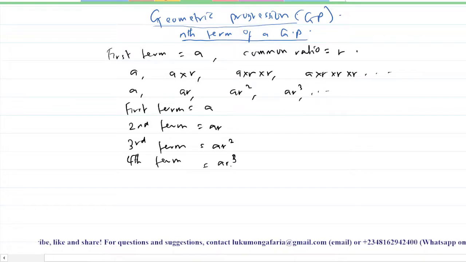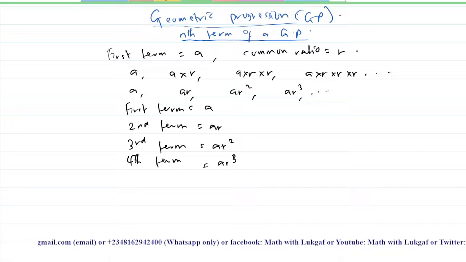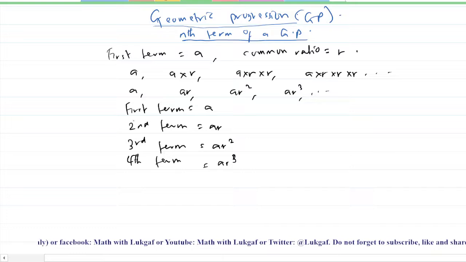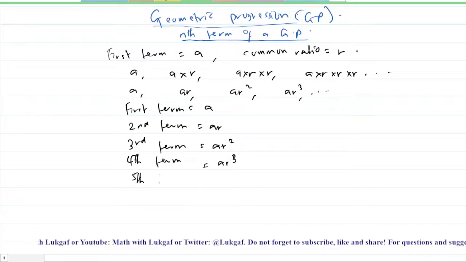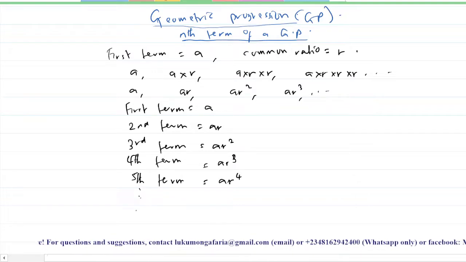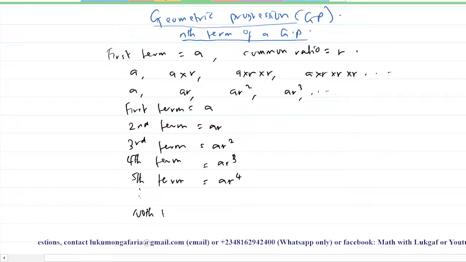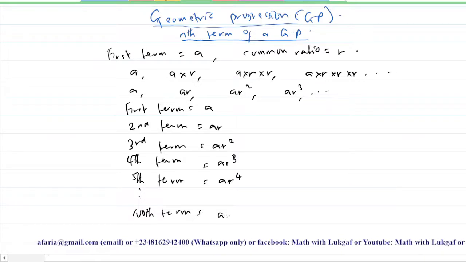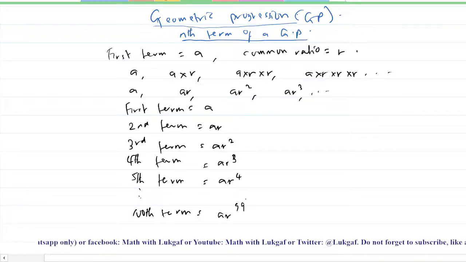You understand now? So it means when you have a term, for example, the number that would be your index on top of R will be that number minus 1. In essence, if I want to obtain my fifth term here, I don't need to stress myself. That will be AR raised to 5 minus 1. You understand now? So this will give me AR raised to power 4. What of your 100th term? You can as well obtain your 100th term. Then my 100th term will be AR, then you subtract 1 from 100, so that's AR raised to power 99.